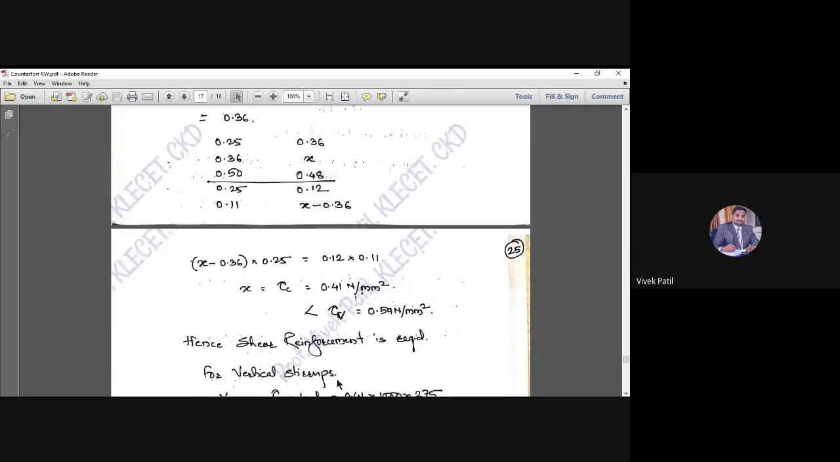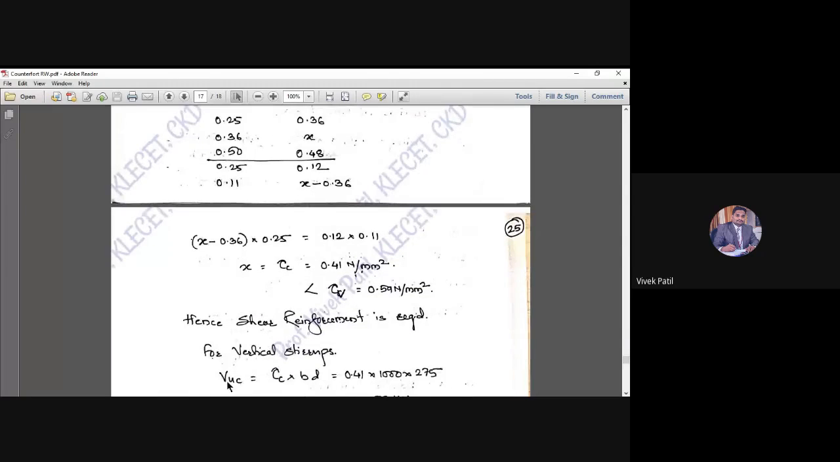Can I say it is safe against shear? Yes, sir. Is it safe against shear? No, sir. It is not safe against shear because tau v should always be less than tau c. In our case, tau v is greater than tau c, so it is not safe against shear. For that we have to go for shear reinforcement, calculated for vertical stirrups.